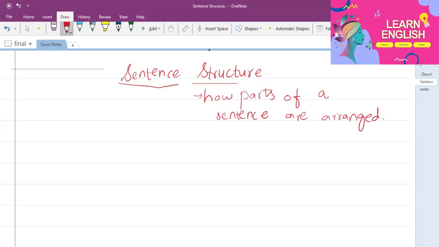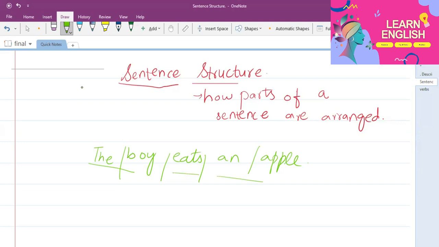For example, there is a sentence, the boy eats an apple. If I am to reverse it, or change the placement of these parts, for example, eats boy the apple, it wouldn't be correct. Okay. So these things require proper placement. And what is their placement in a sentence? That we will be discussing today. It is what sentence structure represents.